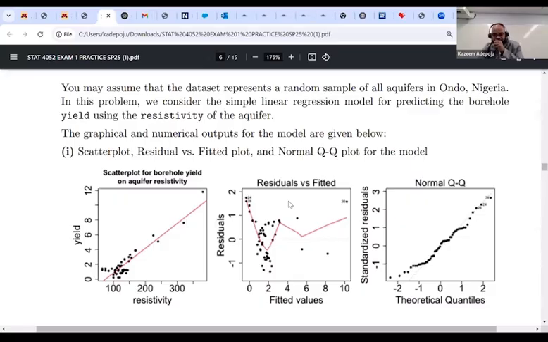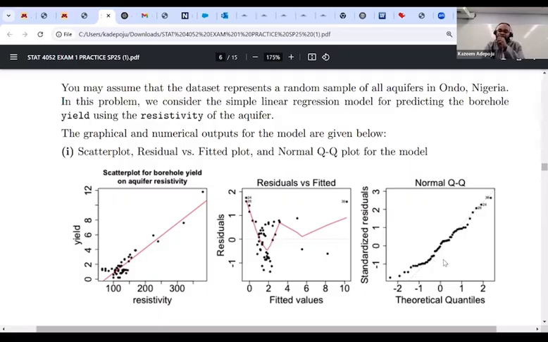I'm going to say that again. Residual plots can be used to investigate two assumptions: one, the assumption of linearity, and two, the assumption of constant variance. Residual plots cannot be used to investigate the assumption of normality. What can be used to investigate the assumption of normality is the normal QQ plot.